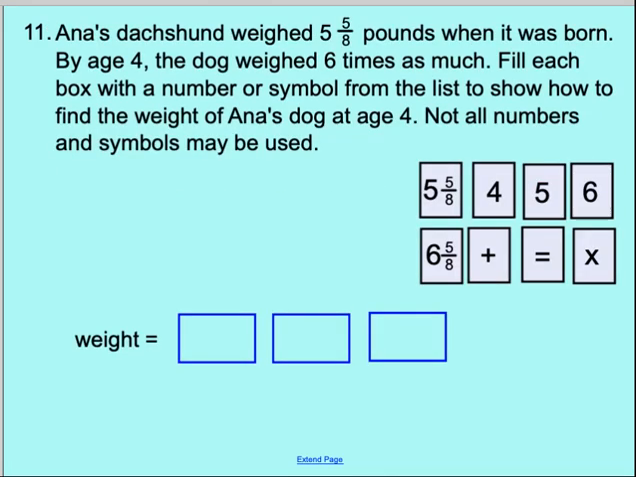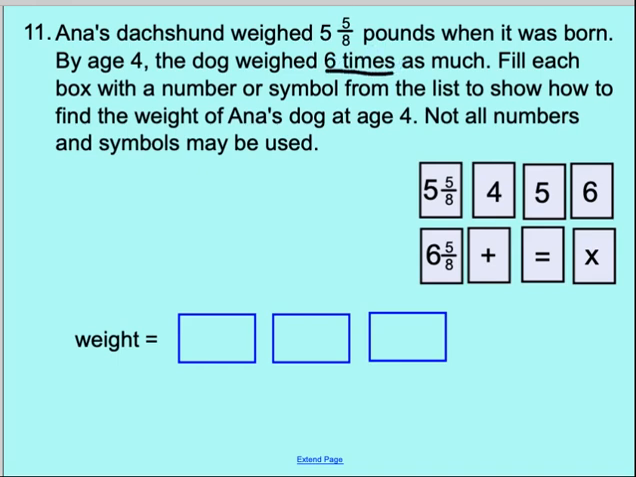All right, number 11. Anna's dachshund weighs 5 5/8 pounds when it was born. By age 4, the dog weighed 6 times as much. Fill in each box with a number or symbol from the list to show how to find the weight of Anna's dog at age 4. Not all numbers and symbols may be used. All right, so at birth, it was 5 5/8 pounds.